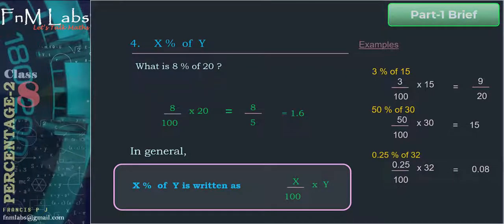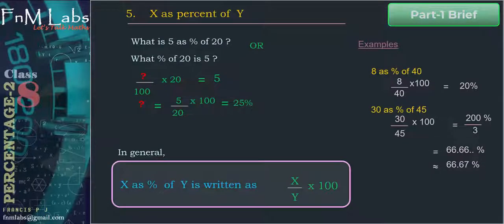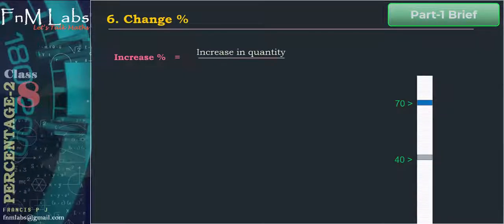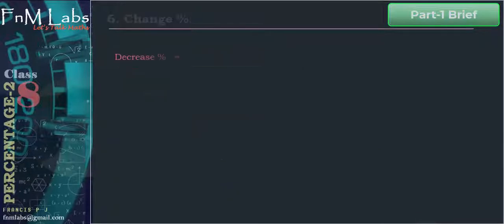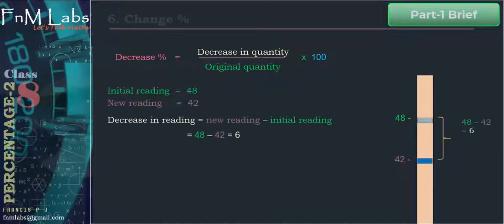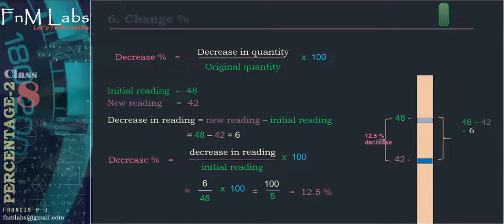We then examined what is meant by saying x as percent of y, which is nothing but x out of y times 100. So we understood 5% of 40 is 5 by 100 times 40, and 5 as percent of 40 is 5 by 40 times 100. We then learned change percentage, increase or decrease percentage. Increase percentage is increase in quantity by original quantity times 100, and decrease percentage is decrease in quantity by original quantity times 100. With these concepts in mind, let us discuss a number of cases where we can apply these ideas.